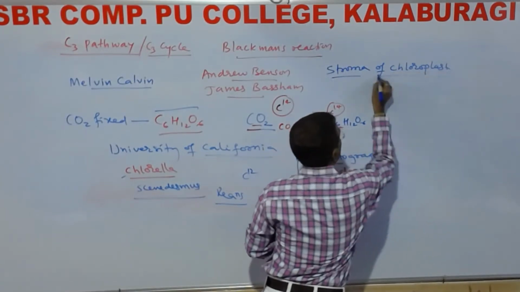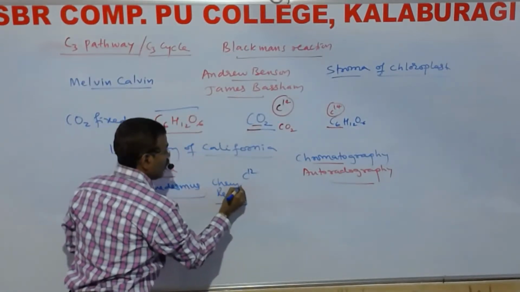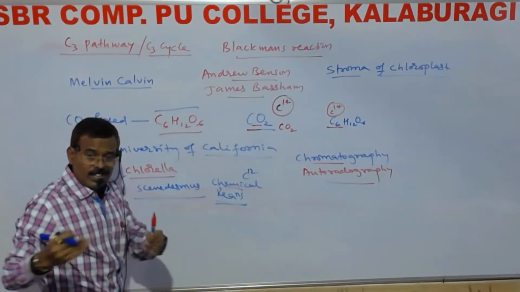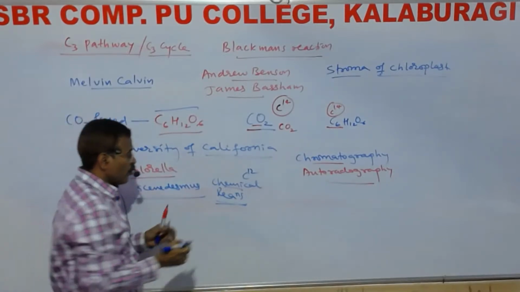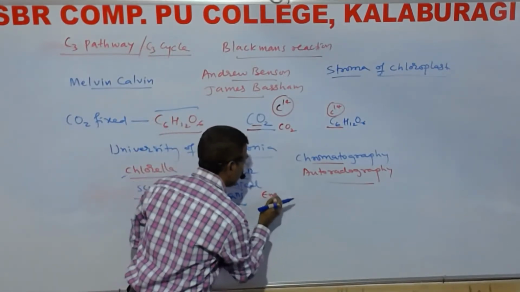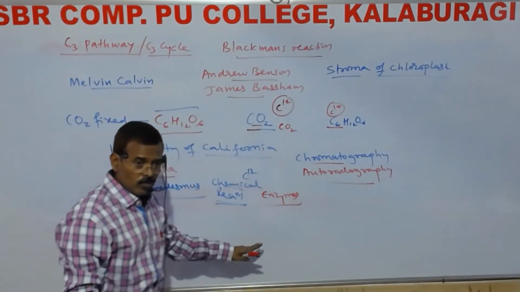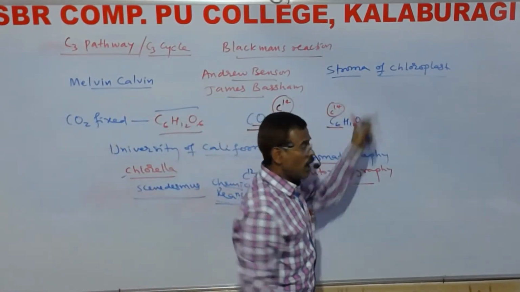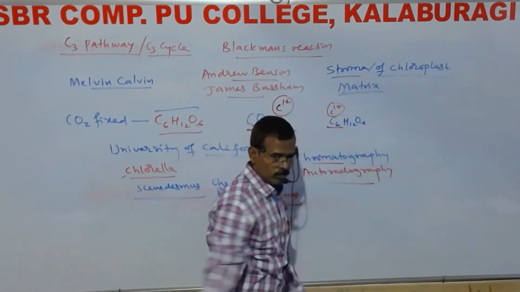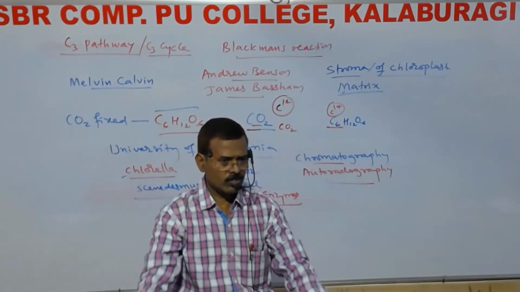Stroma of chloroplast. A different set of chemical reactions occurs here. These chemical reactions are catalyzed by enzymes, mediated by enzymes. These enzymes are present in the stroma, or what we call the matrix of the chloroplast. That's why the dark reaction occurs in the stroma or matrix of the chloroplast.